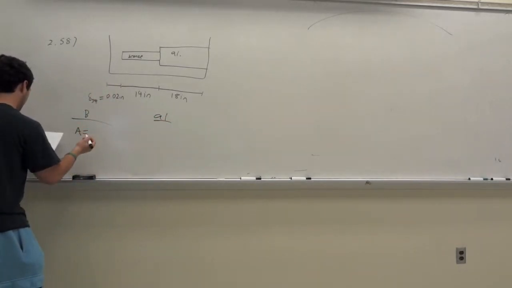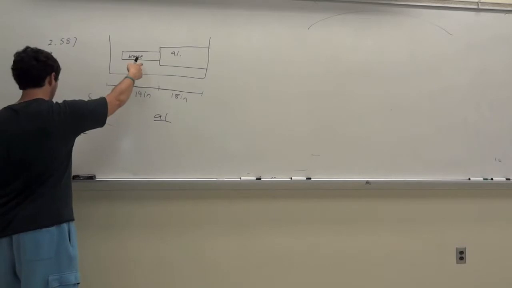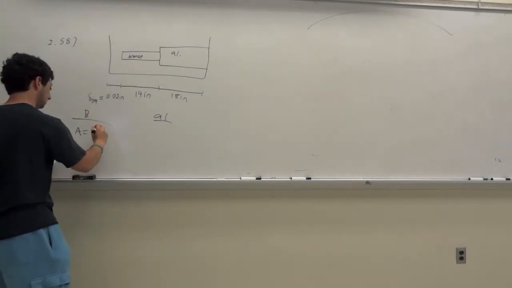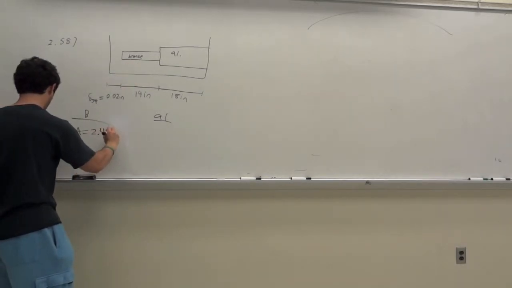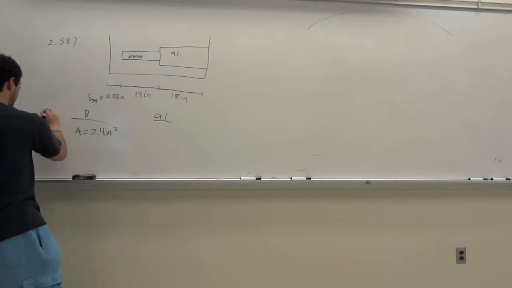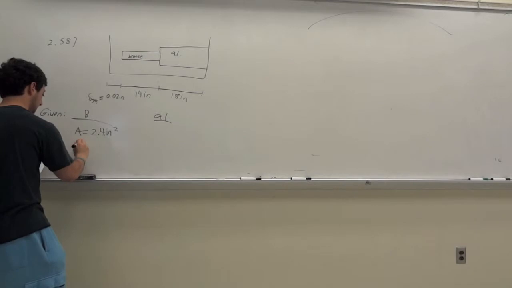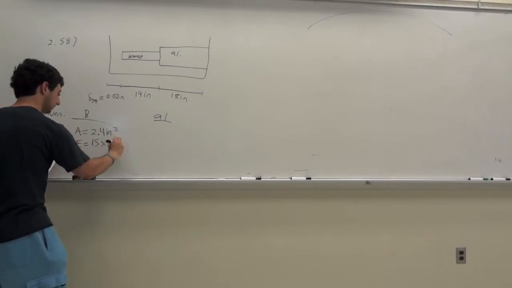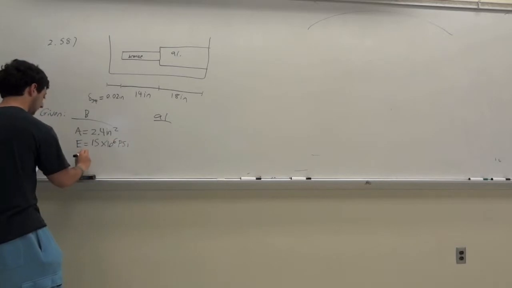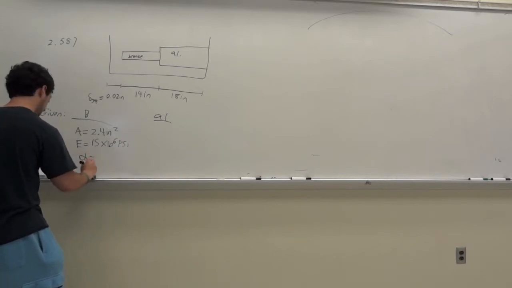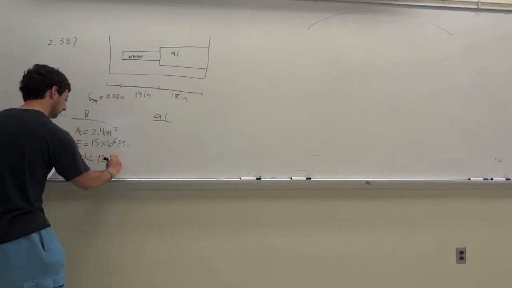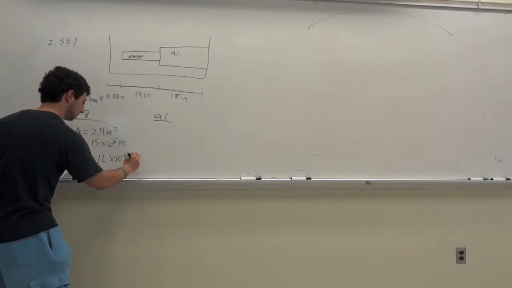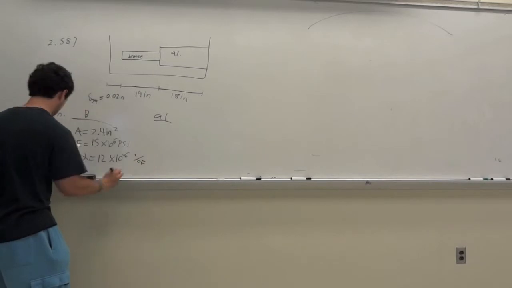So they give you the area of this cross section over here for the bronze. That's 2.4 inches squared. This is given. They give you the Young's modulus, which is 15 times 10 to the 6 psi. They give you alpha, which is equal to 12 times 10 to the negative 6. This number should always be really small. It's 1 over degree F.